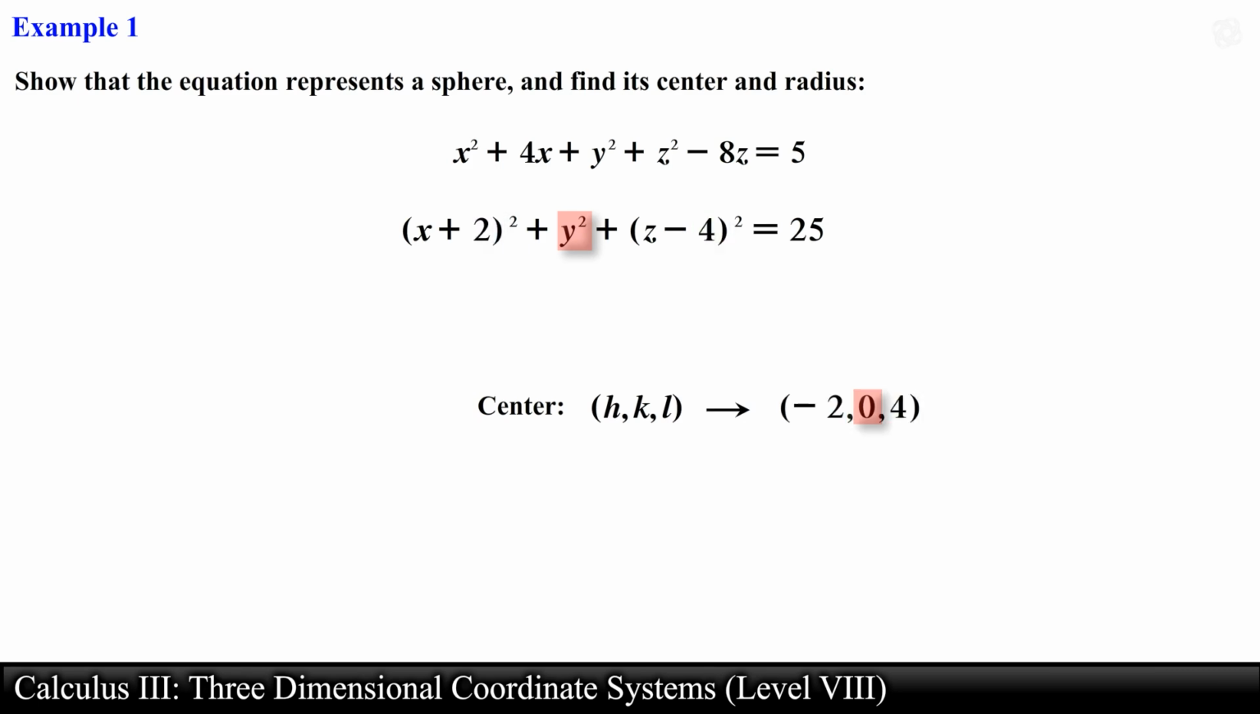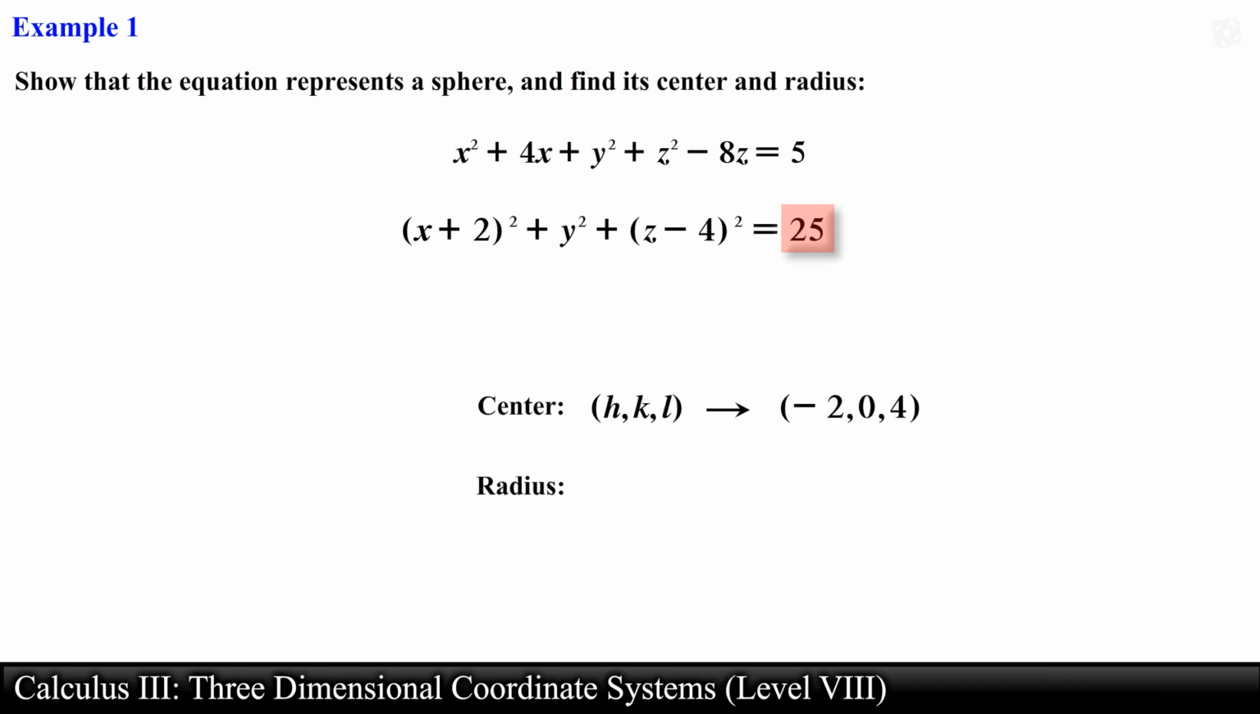Notice that y squared does not have a k term. This means that the value of k is 0. Many students forget this. If there's no term being added or subtracted, this means that the value for that coordinate is 0. Here, we also have to be careful with the radius.